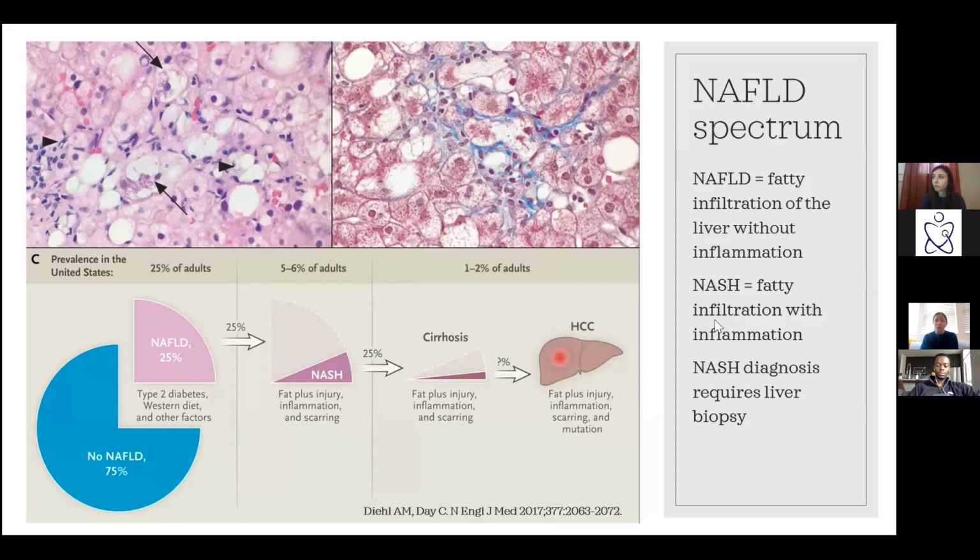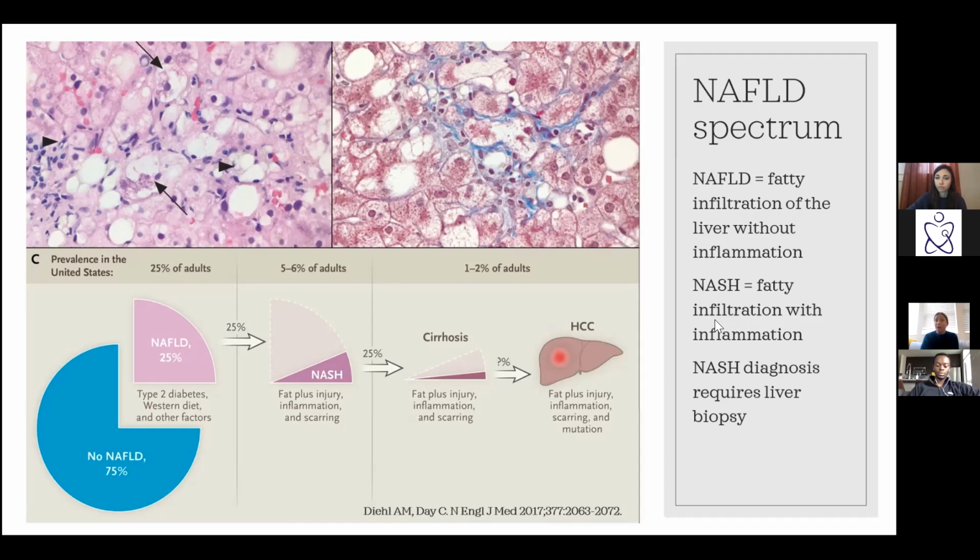So when we think about our 25% of adults who have NAFLD, that's 25% who have some amount of fatty infiltration with or without inflammation or scarring in their liver. And then of those 25% of adults, about 25% will have NASH, which is another term that you may have heard, and that is non-alcoholic steatohepatitis. And NASH is fat infiltration plus inflammation and potentially fibrosis and scarring in the liver.